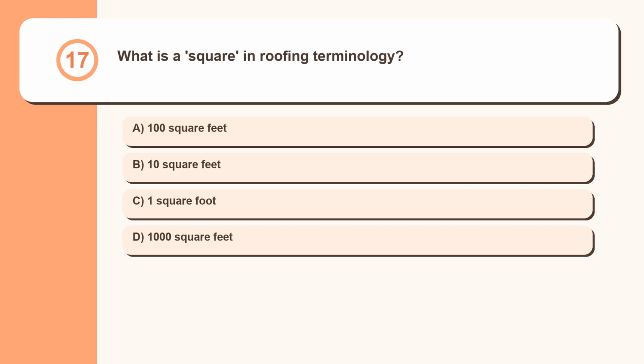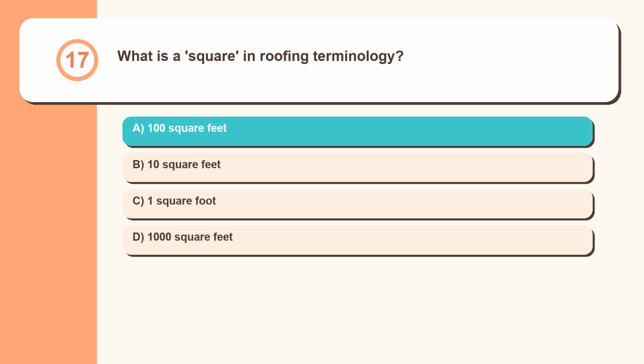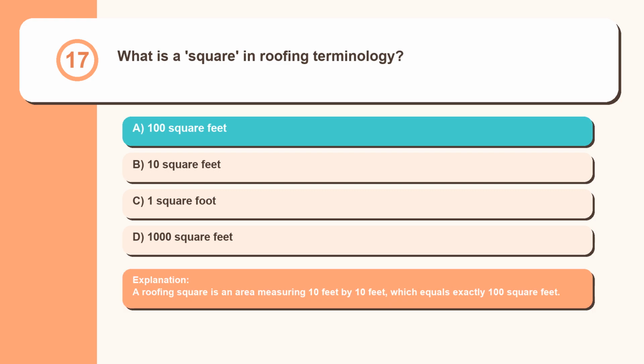Question 17. What is a square in roofing terminology? 100 square feet, 10 square feet, 1 square foot, 1,000 square feet. A roofing square is an area measuring 10 feet by 10 feet, which equals exactly 100 square feet.